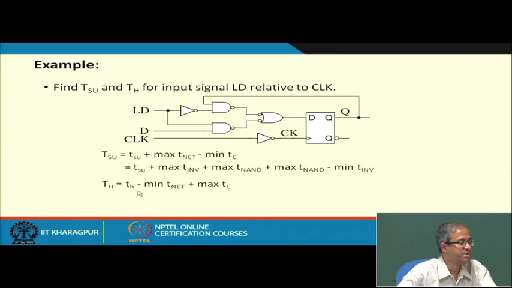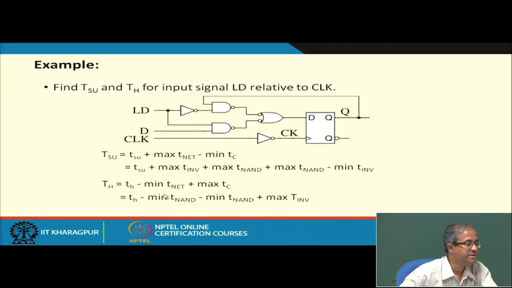Similarly, hold time can be calculated. This was the expression, and min T net will be the same thing, inverter, NAND, and minimum delay is what? This was the max delay. Min delay will come from here. This was the max delay, okay? Not NAND and NAND. Min delay will come from this path, NAND and NAND. So, only NAND and NAND are there, and max DC is this. So, you can calculate TSU and TH of the load signal with these expressions, right?